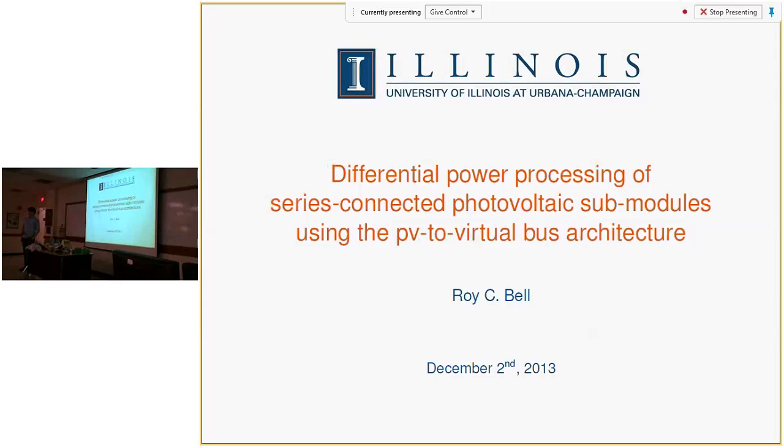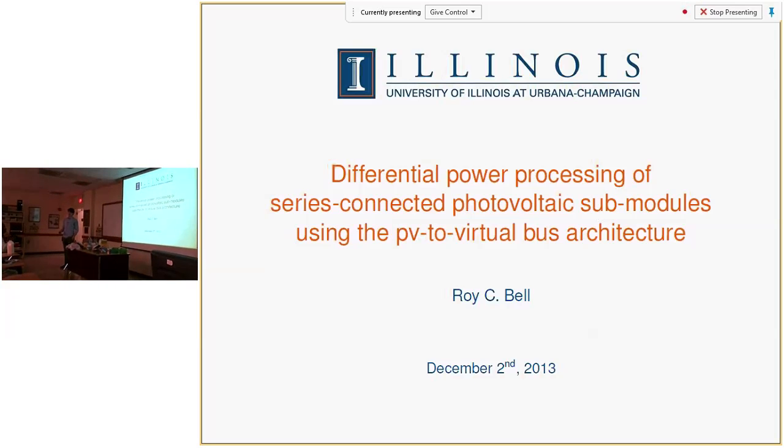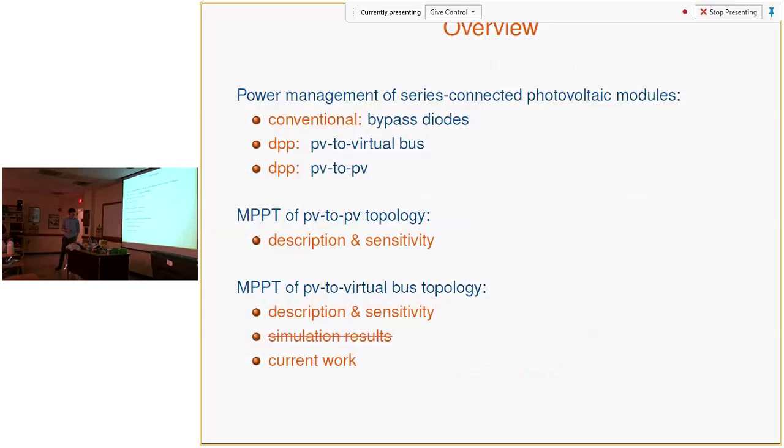Thank you. All right, so today I'm going to be talking about something I've been working on since last fall. It's an alternative differential power processing architecture for the application of photovoltaic systems. Shiben has been working on something that's called PV to PV differential power processing. I'm working on something that's slightly different. It's called PV to virtual bus differential power processing.